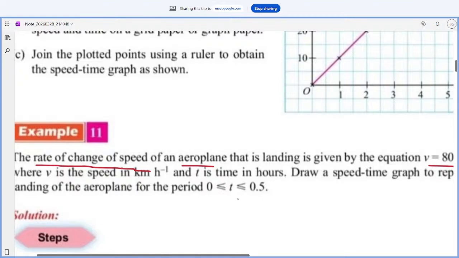Siapa pernah pergi overseas? Okay, India, alright. That's good. Any other country?